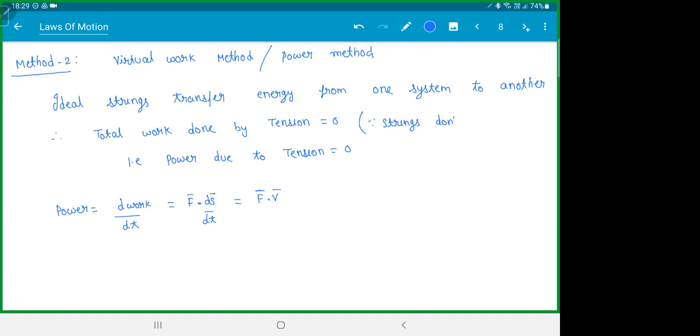And strings don't take energy, or they don't contribute any energy. So how do we go ahead from here? Now, before going ahead a bit, we need to talk about something called tension. So what is this tension?